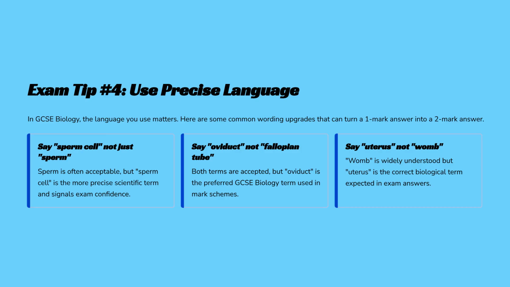Use sperm cell instead of just sperm. Refer to the oviduct rather than fallopian tube, and use uterus instead of womb. These small upgrades show examiner confidence and improve your marks.